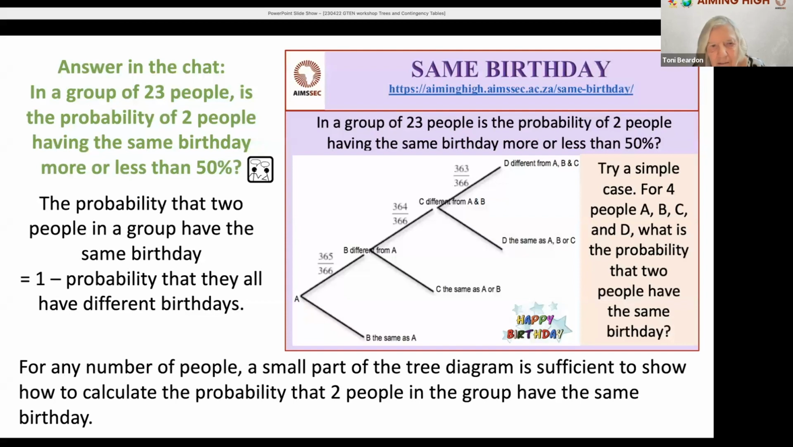So look at this tree diagram. For any number of people, a small part of the tree diagram is sufficient to show how to calculate the probability that two people in the group have the same birthday. Now, you should see similarities with the other tree diagrams. It's not the same birth month now. It's the same actual birthday that we're looking at. And what you see in the diagram there is for 4 people, A, B, C, and D.